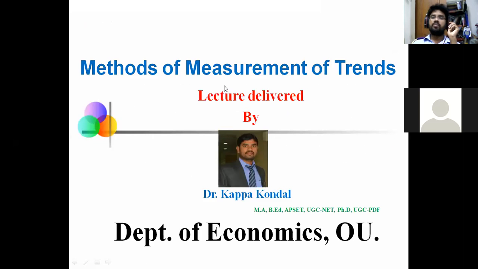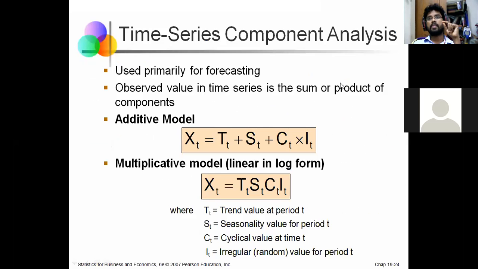So next, we will come to know the methods of measurement of trend. So basically, we came to know what a trend is, whether a positive trend or a negative trend. But how we can estimate the trend is very important. So there are some methods to measure the trend. This is called methods of measurement of trends. This is the main topic we will discuss today.